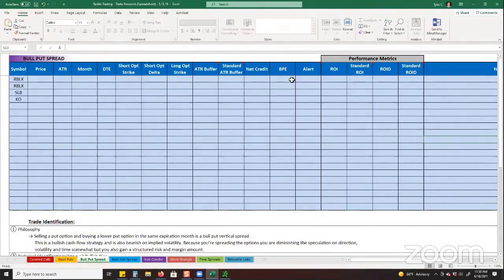And so if you receive 50 cents on the credit and you have a $5 spread, the buying power on that is going to be $450. So you take the 5 minus the 50 cents, that's $450. Tyler will show you how to do that in your Thinkorswim software. It's done automatically for you. I just wanted to add the context to it.